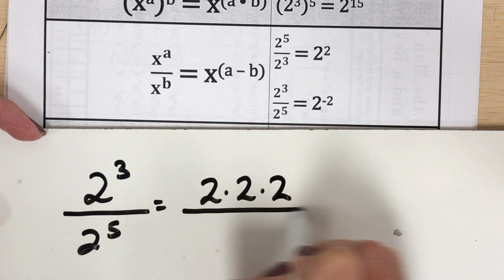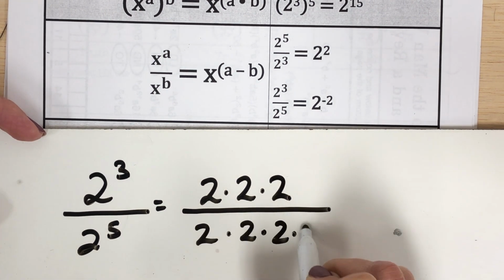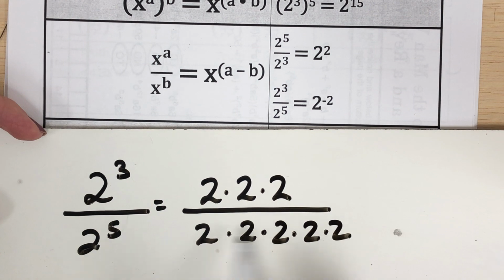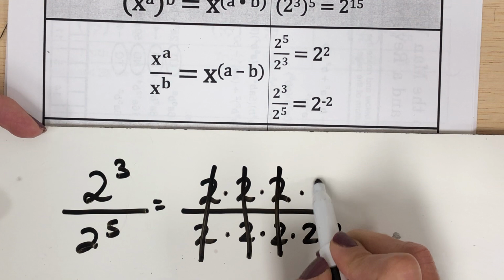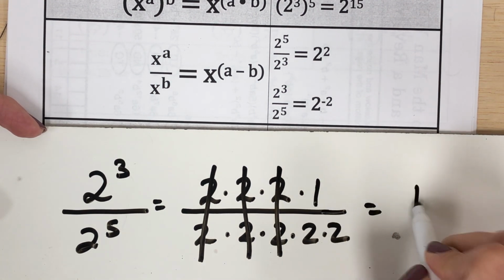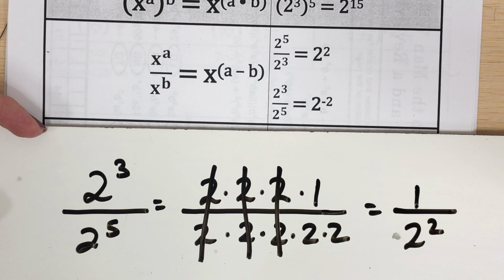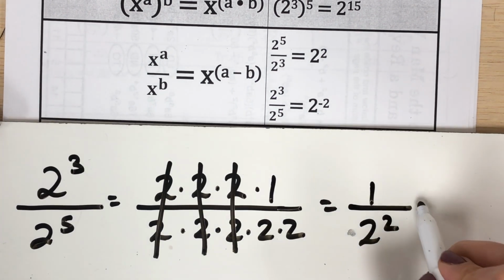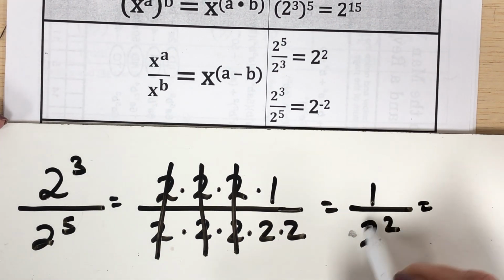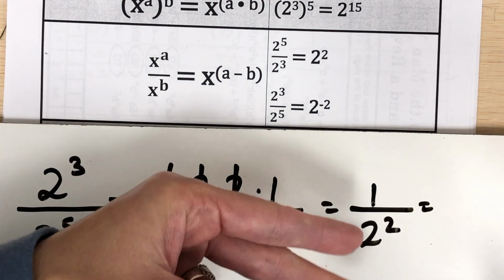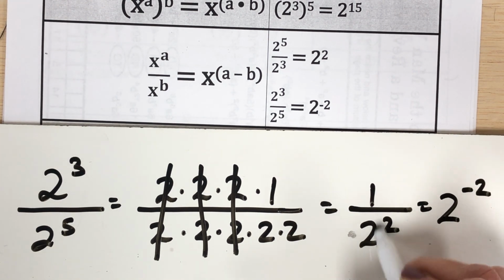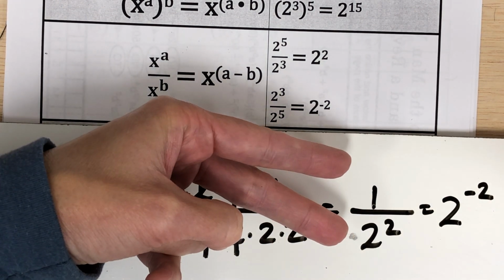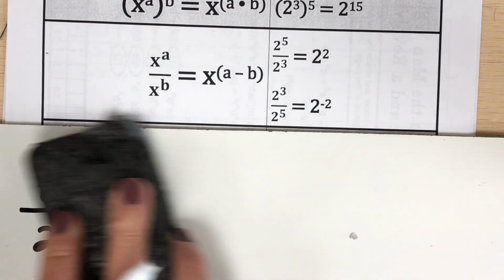So if we write this out the long way, here we go. 3 2's and 5 2's. 2 divided by 2, 2 divided by 2, 2 divided by 2. I'm left over with 1 in my numerator. So I have 1 over 2 squared. And we talked about negative exponents. If you have an exponent in your denominator, you can just write it as a negative exponent. So that is 2 to the negative 2 power. The negative exponent flips it from denominator to numerator. So that's why that rule works.